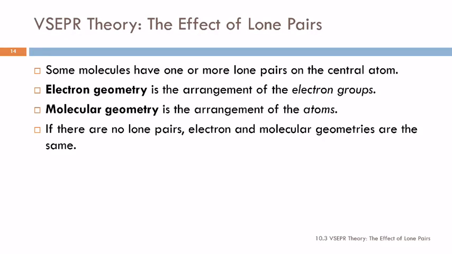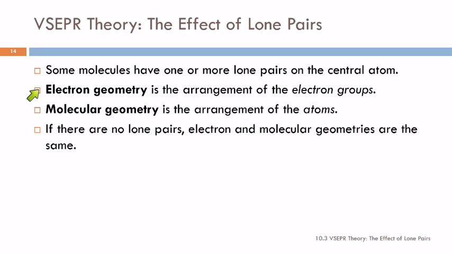So what if we have lone pairs involved? We've talked about different shapes where all of the electron groups were bonds. Of course, bonding groups are bonds. So we can have two different kinds of geometries.